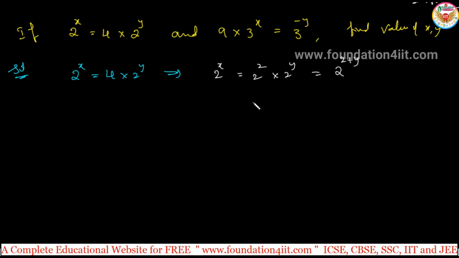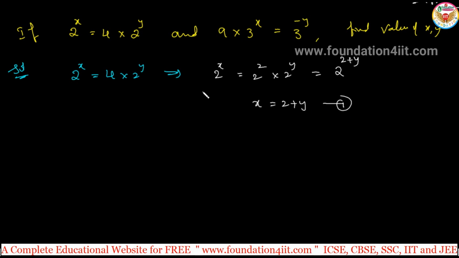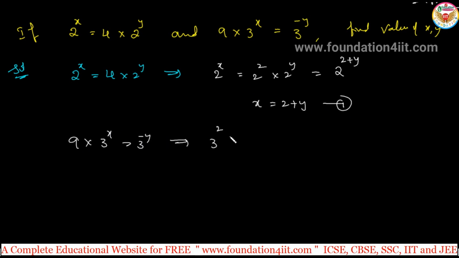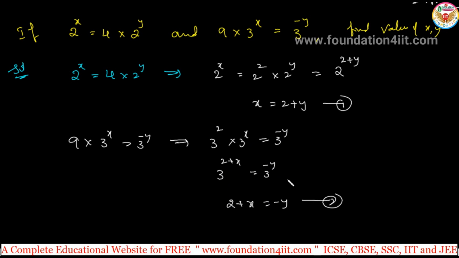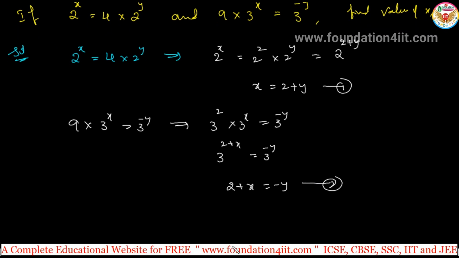So the base is equal, no? So x is equal to 2 plus y. Let this be equation 1. And the next part, 9 into 3 power x is equal to 3 power minus y. That means 9 we can write as 3 square into 3 power x is equal to 3 power minus y. That is 3 power 2 plus x is equal to 3 power minus y. That is 2 plus x is equal to minus y. Equation 2. Now by the substitution or elimination method, with 1 and 2 we'll get the x and y values.